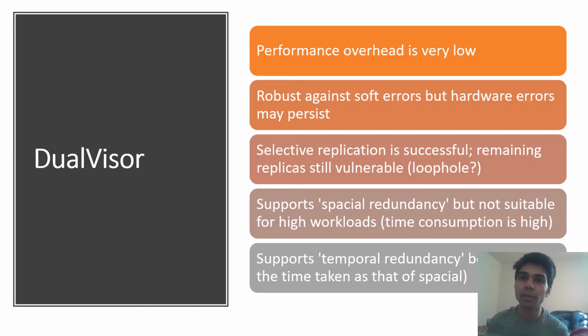So let's look at the pros and cons of DualVisor. The performance overhead is very low. It's robust against software errors, but we inevitably cannot overcome hardware errors, because the abstraction is only on the level of software, but it's not on hardware. And we can selectively replicate. It's been successful so far, but the loophole remains that the hardware replication is still at fault. So it supports spatial redundancy, but it's not suitable for high workload. So we may not achieve high spatial redundancy, but temporal redundancy is taken care of.